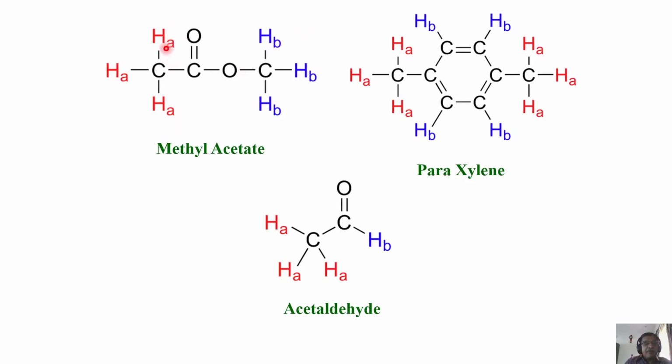So, these three protons may be equivalent. These three protons of CH3 may be equivalent. But between them, this CH3 is different from this CH3. They are not chemically equivalent. So for methyl acetate, if I look for proton NMR, you get two different types of peaks.